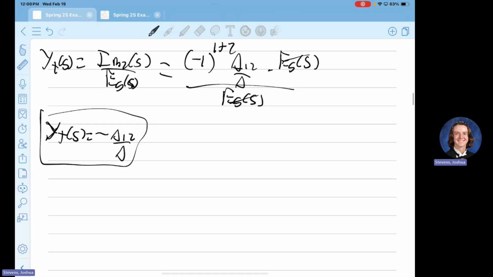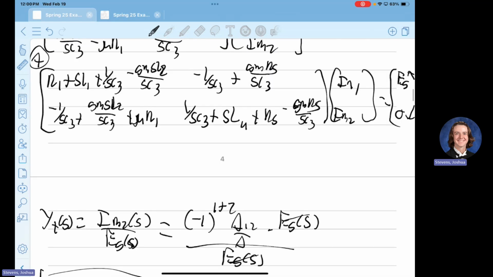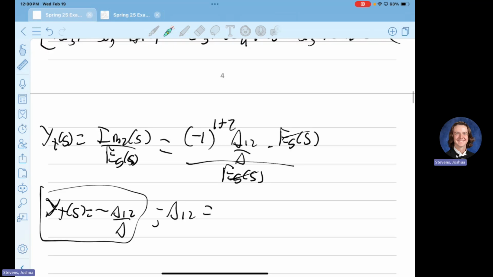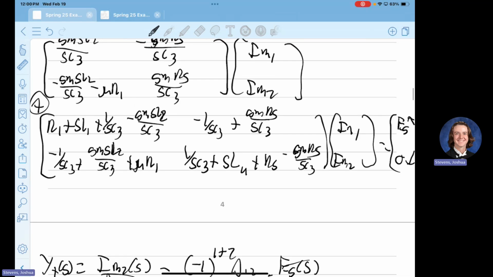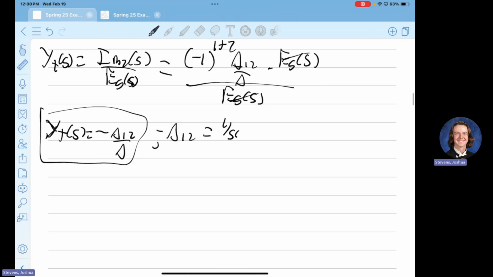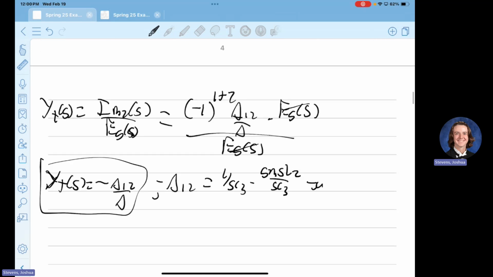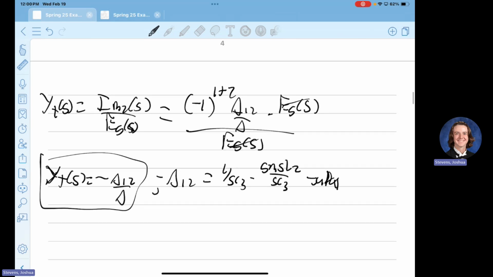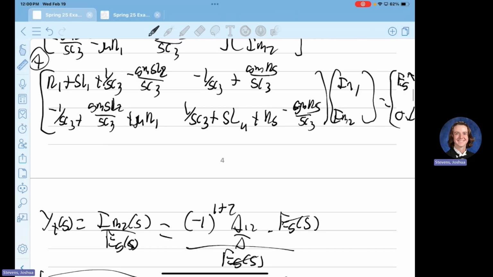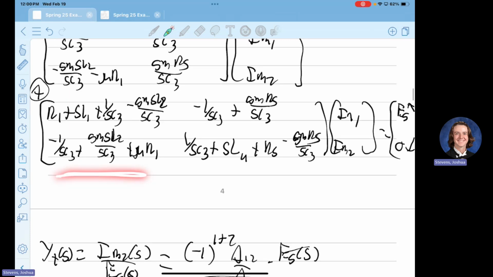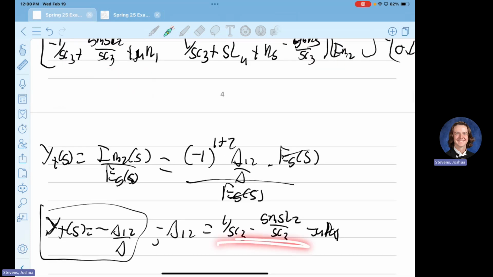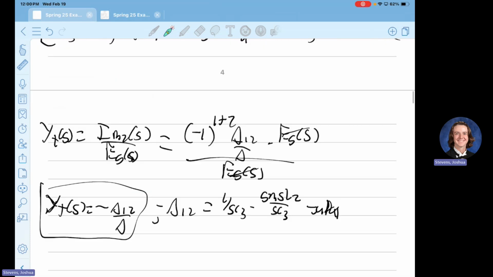So negative delta 1, 2, looking back at this, becomes a positive SC3, negative this term, negative that term. That then becomes, there we go, 1 over SC3 minus GM SL2 over SC3 minus mu R1. Wow. Okay. Do y'all agree? From this thing here, we got that thing multiplied by negative. I assume we agree. Okay.